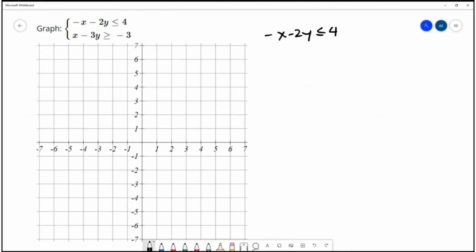But when you graph an inequality in two variables like this, you have two parts. You start by graphing the boundary. And the boundary is the same except you change the inequality symbol to an equal sign. It's negative x minus 2y equals 4.